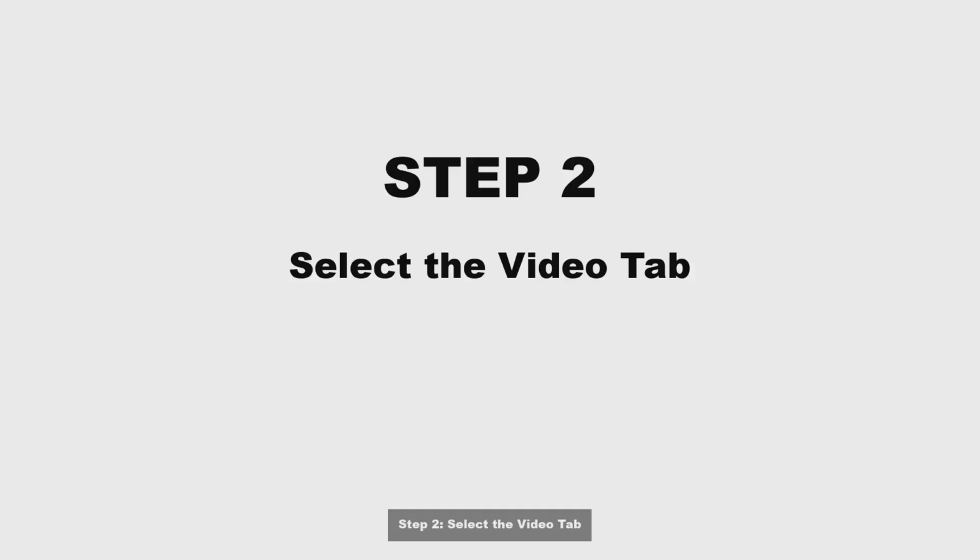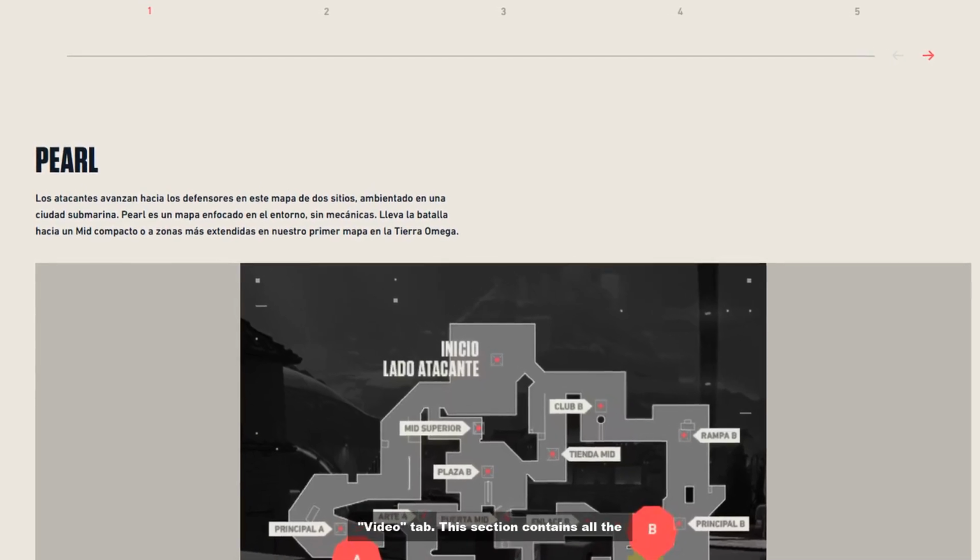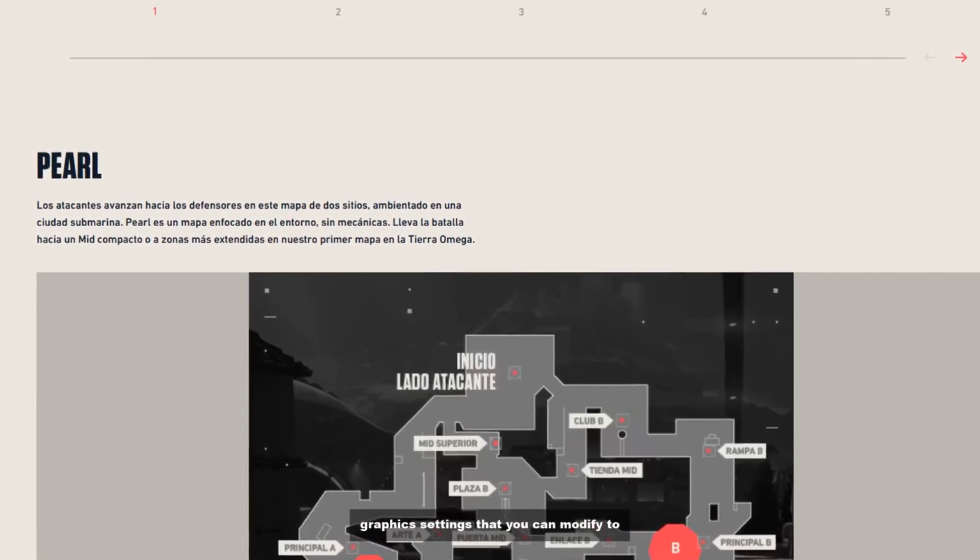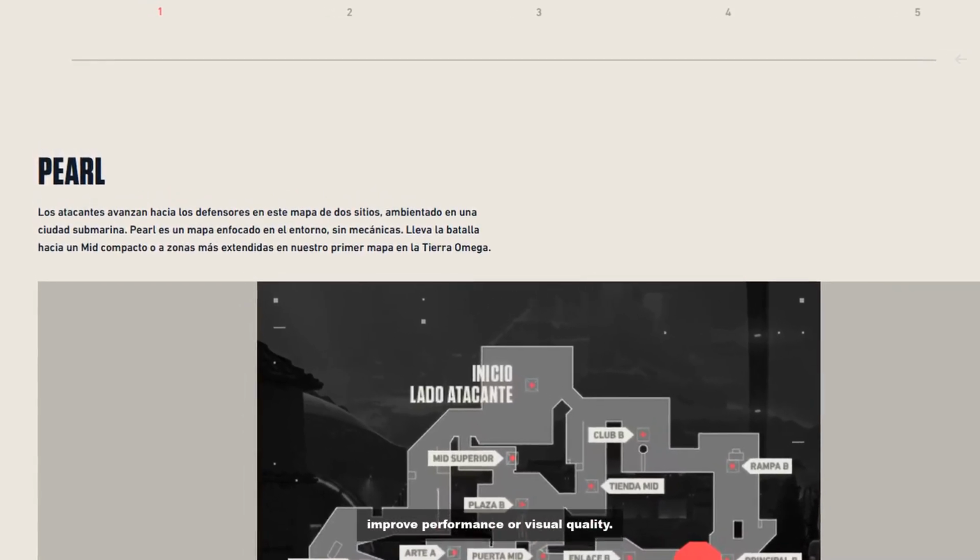Step 2. Select the video tab. In the settings menu, find and click on the video tab. This section contains all the graphics settings that you can modify to improve performance or visual quality.